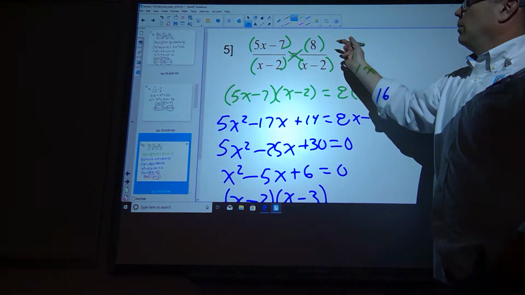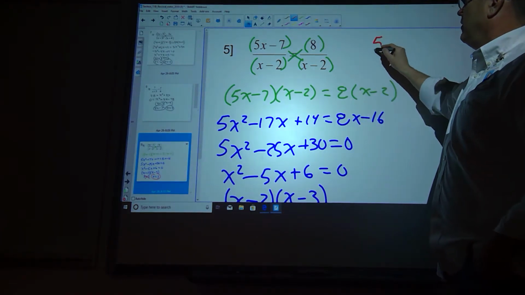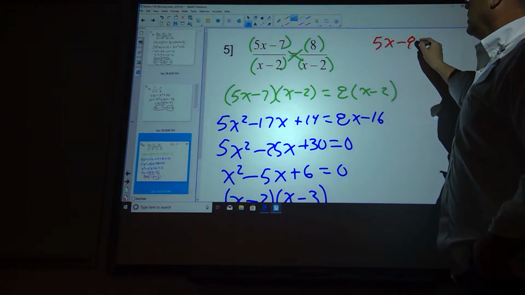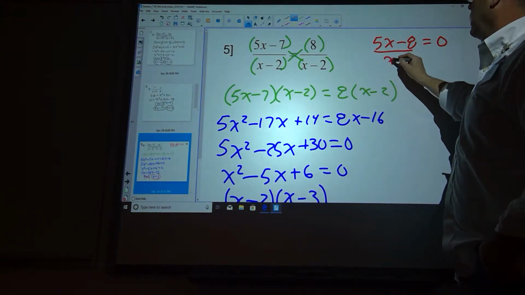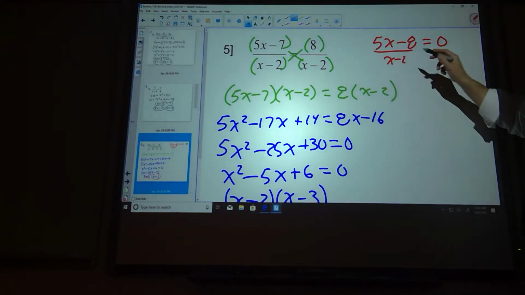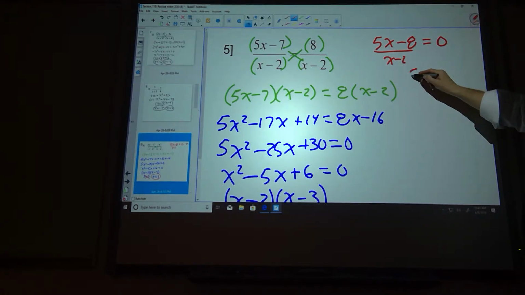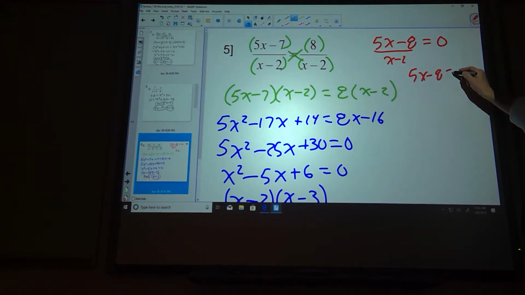Now, what Sam had said, and I think I might agree with this. Let's take my original, but let's move everything over. That would give me 5x minus 8 equals 0 over x minus 2. And then if I multiplied x minus 2 over here, I get 5x minus 8 equals 0. 5x equals 8. No, it's not going to work, Sam.